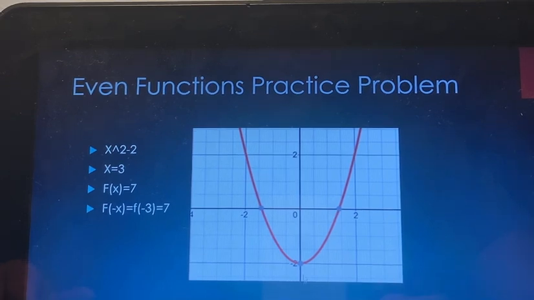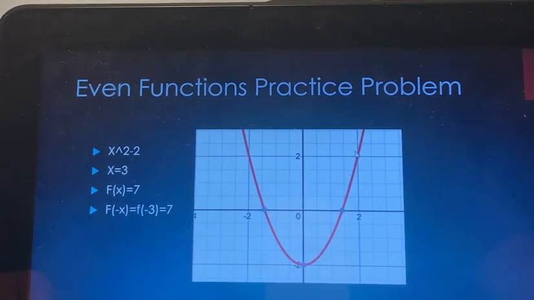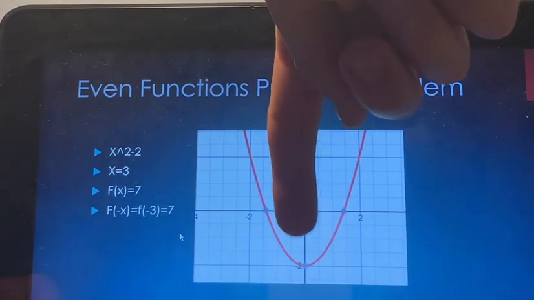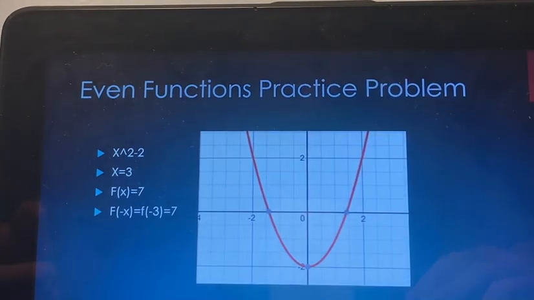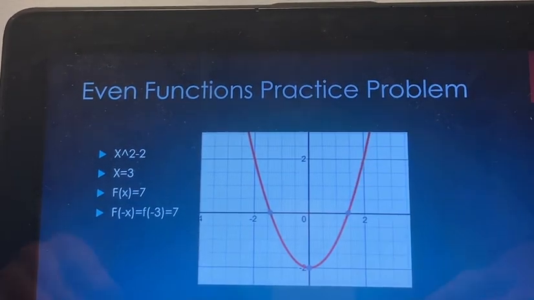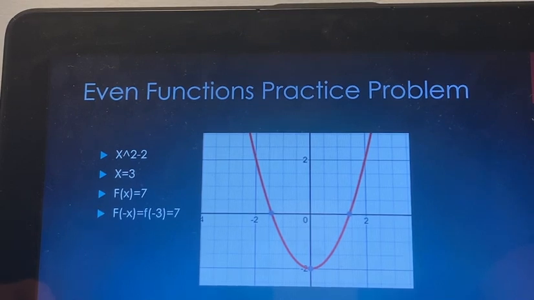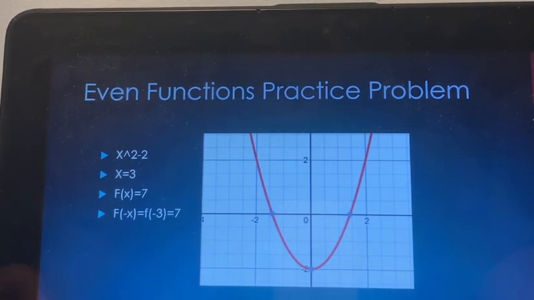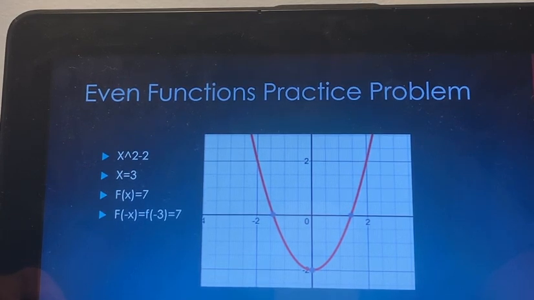We see the vertex is on the y-axis. It seems that the y values on this side are the same as on that side. It looks like you can reflect it across the y-axis. If this side was flipped over, the graph would be the same as there. And if you flip both sides over, it would be the same graph. And also, as x approaches negative infinity, y approaches positive infinity, and as x approaches positive infinity, y also approaches positive infinity.